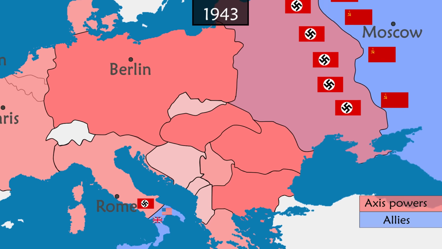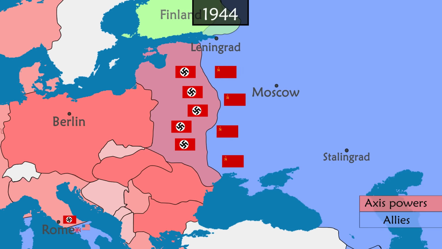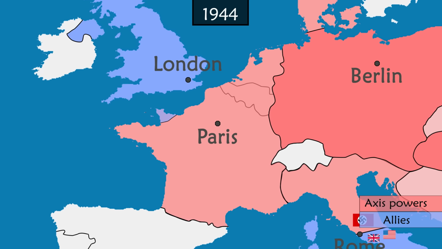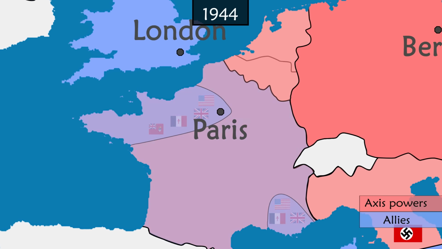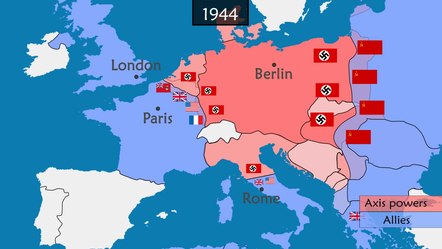The USSR advances rapidly westward, forcing the German army to concentrate on that front. On June 6, 1944, the Allies land in Normandy. Their armies quickly take over and liberate Paris. In the west, as in the east, countries are liberated or switch camps.